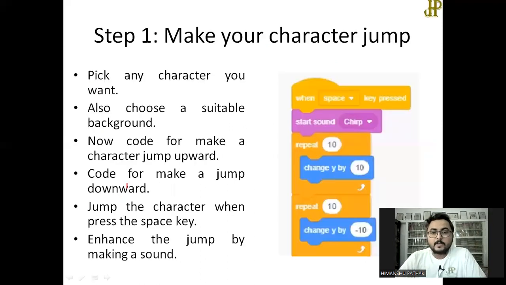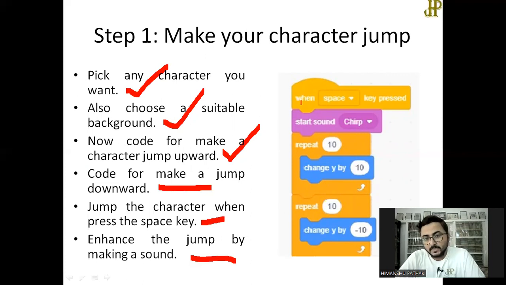So make your character jump. Pick any character from the available blocks, choose a suitable background. Now code to make the character go upward. I already discussed in the previous lecture how to jump the sprite. Code to make a jump downward. Jump the character when the space key is pressed. Enhance the jump by making a sound.